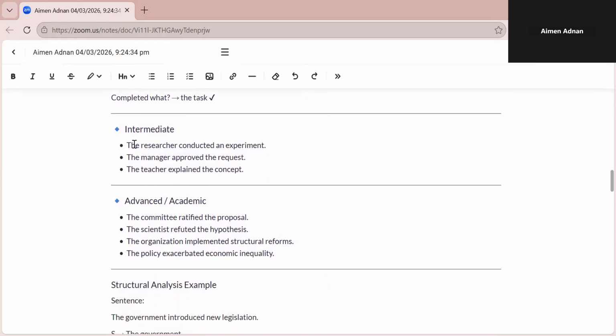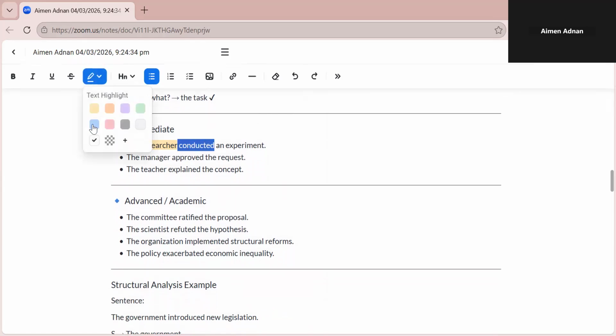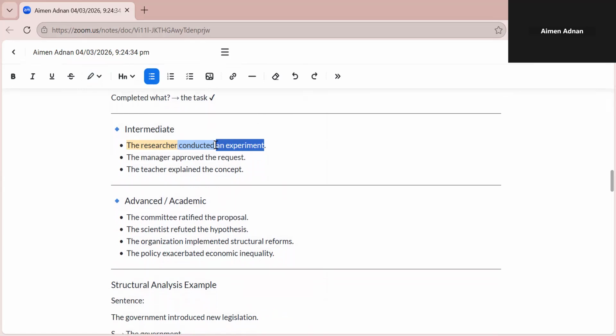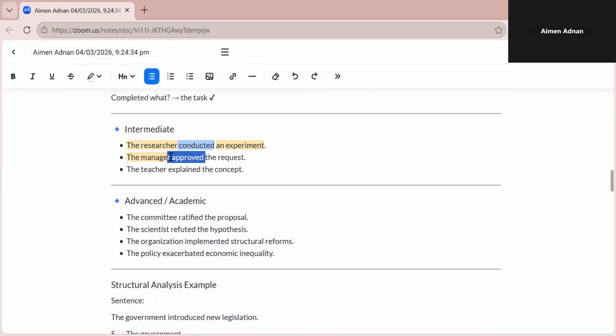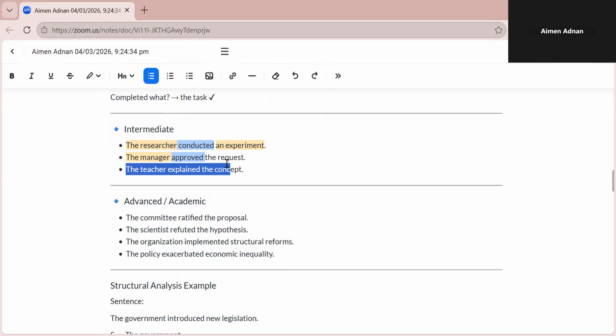Now moving on to a bit complicated sentence structure. The researcher conducted the experiment. Now the researcher is actually the subject, conducted is your verb, and the experiment is actually the object of the sentence. The next one is the manager, which is actually the subject of the sentence. And then we have approved, which is the verb of the sentence. And then we have the request, which is, of course, the object of the sentence.